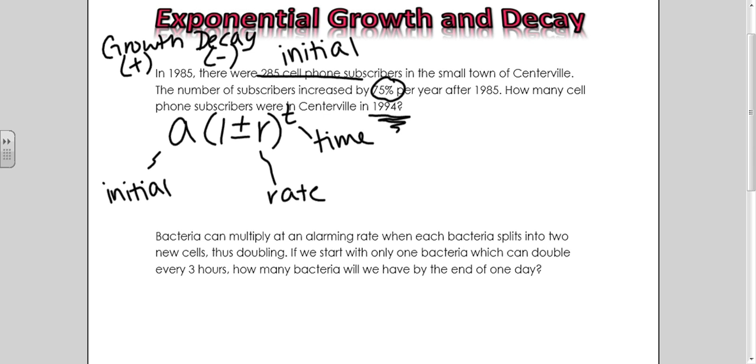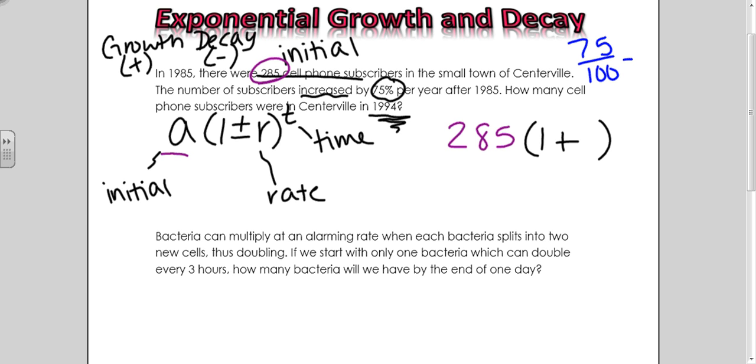So we're going to fill in what we have. We have that 285 cell phones is our initial amount, which is A. So for A, we're going to put 285. Then we have our 1, and it's growth. It's increasing, meaning growth. 1 plus whatever our rate is. Our rate is 75%. But we don't use 75. We need to put it in decimal form. So you can take 75 and divide it by 100, which gives you 0.75. You also can just move your decimal over 2 places, which also gives you 0.75.